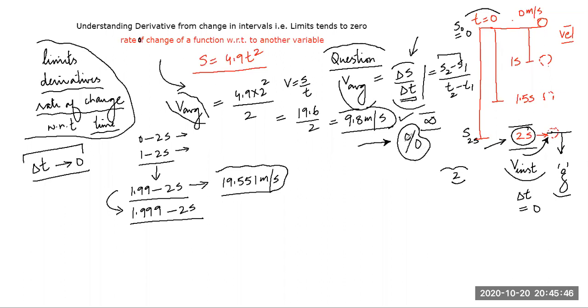Okay. So now students know that 0 by 0 is possible. Whenever the limit function comes in this way, 0 by 0 is possible. Students know it. But in the starting, students don't know about all this. Now students know because we have gone a little further. We know limits, left hand limit, right hand limit, all these things.